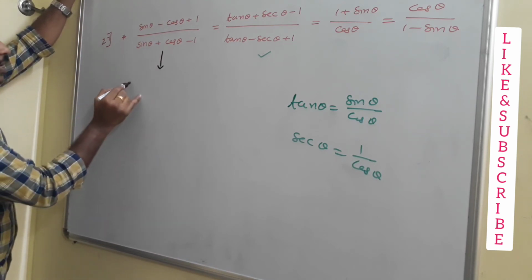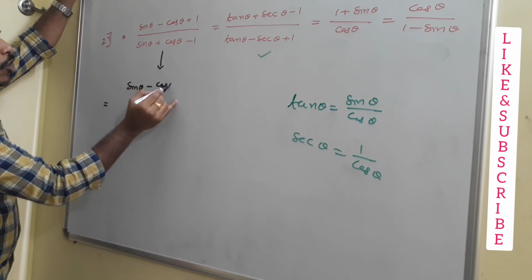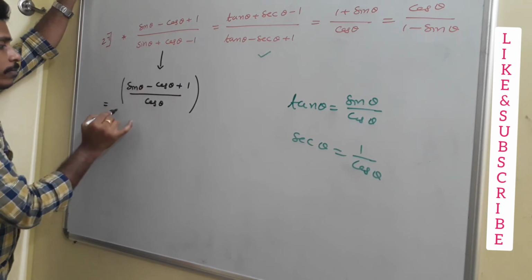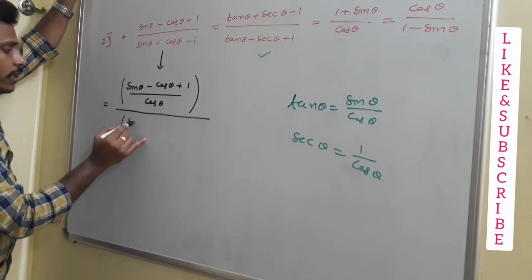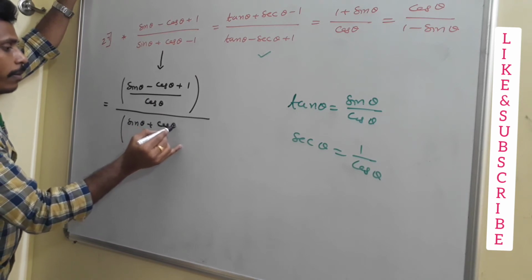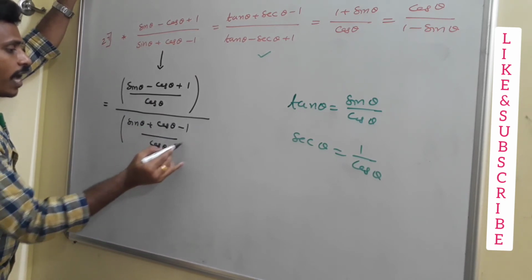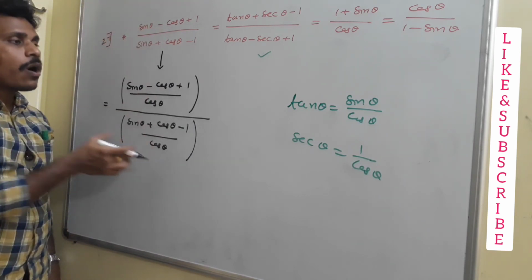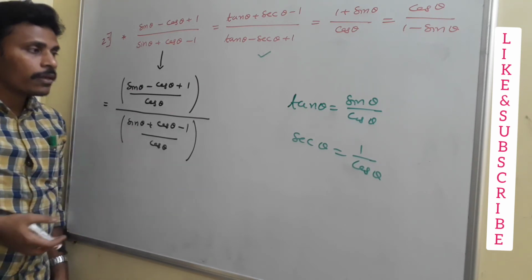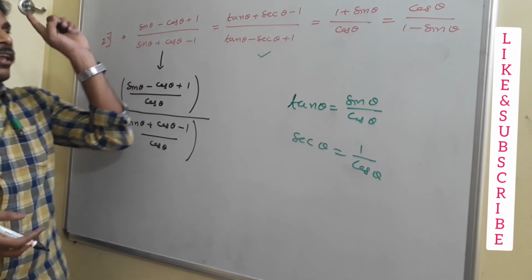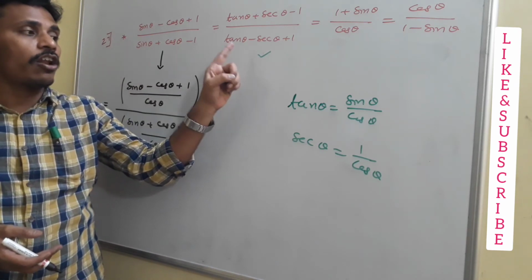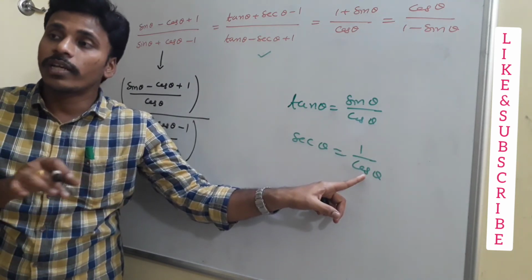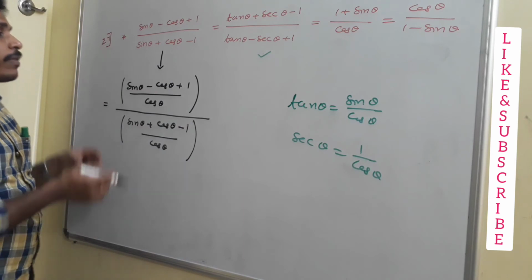And the next step, what will happen is sin theta minus cos theta plus 1, divided by cos theta. This is the numerator, and the whole thing is divided by sin theta plus cos theta minus 1, divided by cos theta. Have a look at this. What did I do actually? I divided both the numerator and denominator by cos theta. Why did I do this? Because I need to convert this expression in terms of tan and secant. I know that for tan theta and secant theta, the denominator is cos. That's why I need cos theta in the denominator.